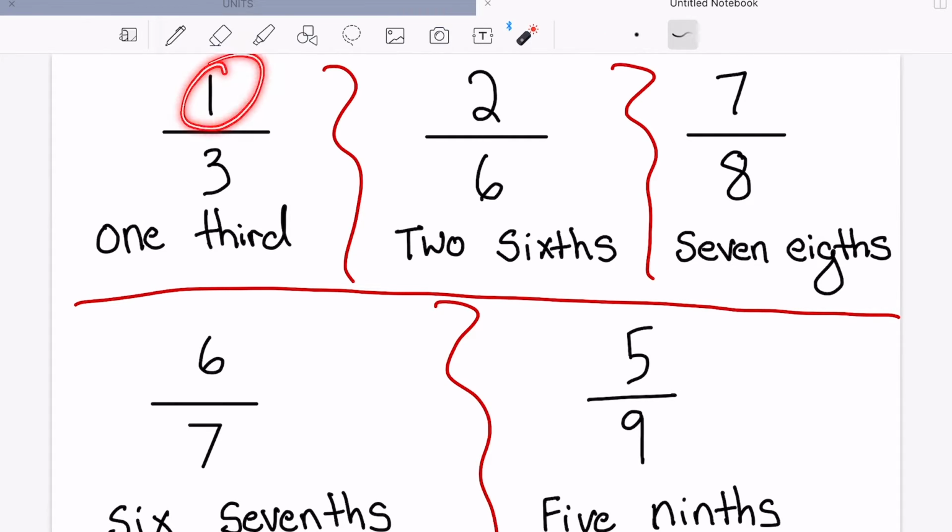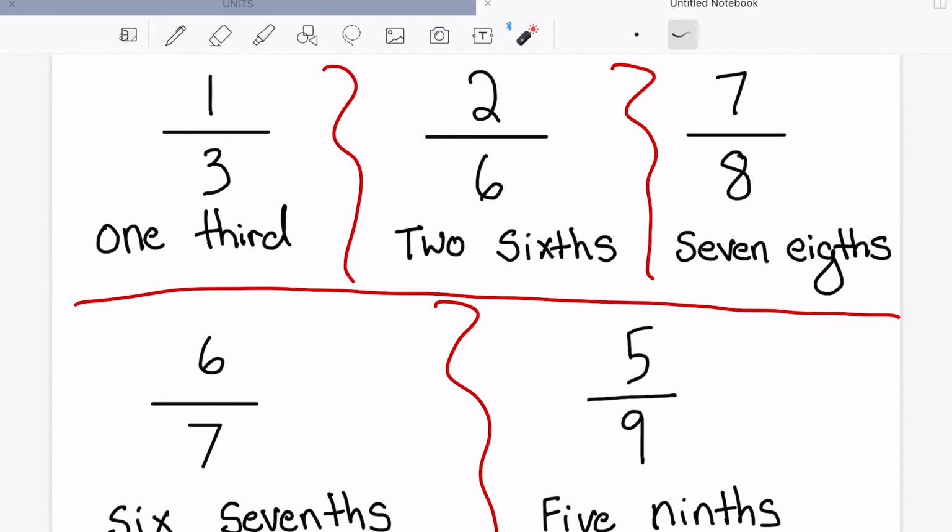We see 1/3 equals 1/3. 2/6 means 2/6. 7/8, we say it 7/8. 6/7, we write 6/7. 5/9, we say 5/9. So let's take a look at yesterday's classwork and homework.